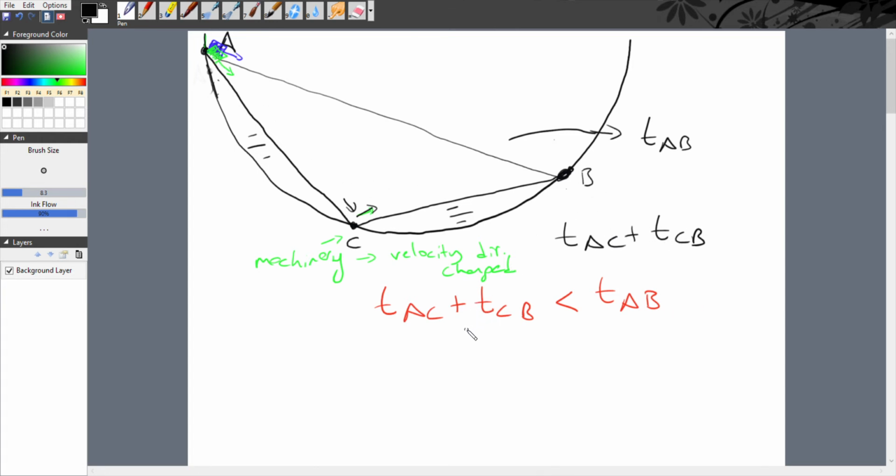And the claim of the problem says TAC and TCB combined will be smaller than TAB, which is very unintuitive, but we will try to prove it today. So let's see how we can prove it.